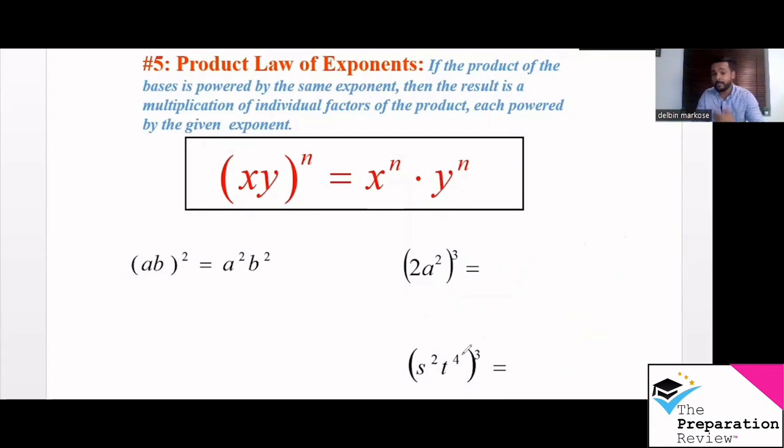Now let's try to do this question here. So I will just distribute up. You know that s squared times t raised to 4, how many times we have to multiply? That's 3 times here. So if I apply this same rule here, I'm just distributing this 3 here. So it will be s raised to 2 times 3 times t raised to 4 times 3. So you can write it as s raised to 6 times t raised to 4 times 3. That will be 12 here.